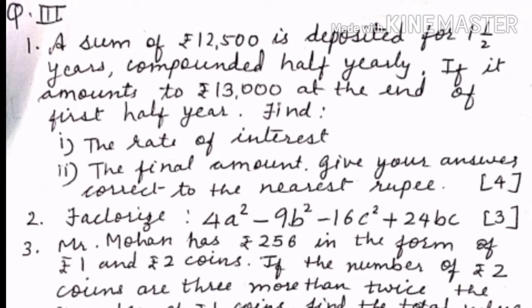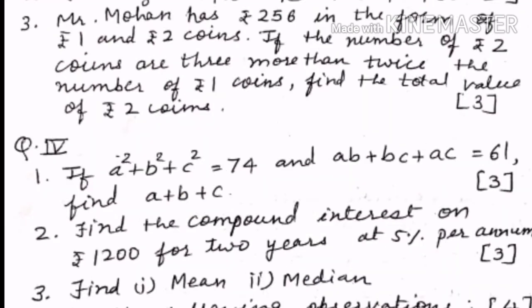Then question number 3 is, Mr. Mohan has rupees 256 in the form of rupees 1 and rupees 2 coins. If the number of rupees 2 coins are 3 more than twice the number of rupees 1 coins, find the total value of rupees 2 coins. So this is of your linear equations, simultaneous linear equations questions. Now here you have to first form the equations. So what you want to find out? That total value of rupees 2 coins.